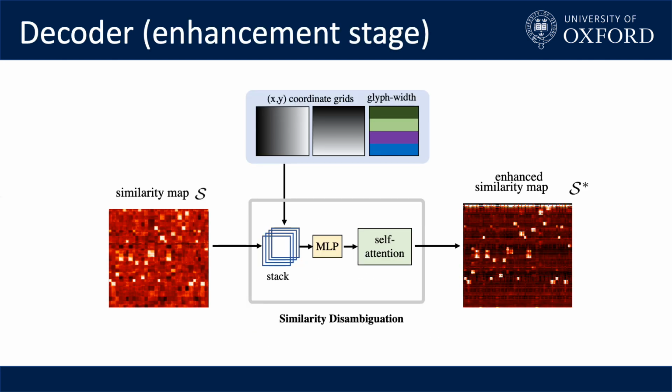Then the map is passed into the first stage of the decoder. This stage is designed to remove the ambiguity and output an enhanced similarity map. Apart from it, the XY position encodings and a ground truth glyph width matrix are also input for instance segmentation. The ground truth glyph width map has the same size as the similarity map, with bands labeling the width of glyph exemplars. All the input maps are stacked to be a tensor with 4 channels and supplied to the disambiguation module for an enhanced map with higher contrast and less ambiguity.